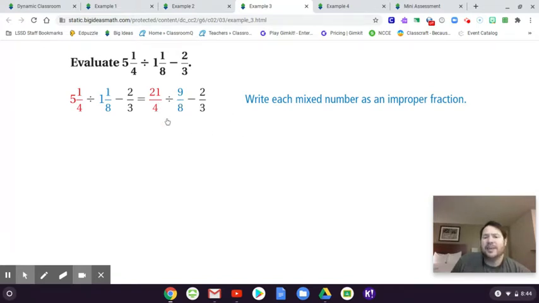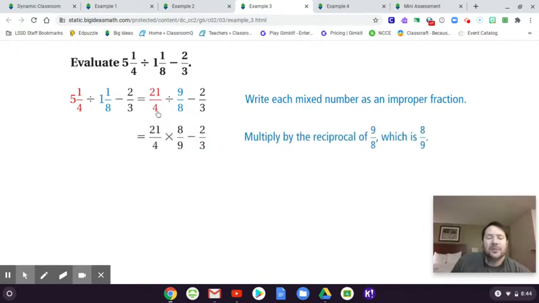Okay, so we still are doing this division. What's our next step? Correct, we do the reciprocal of 9/8, turn it into 8/9, and this becomes multiplying. Again, this first one does not change, so it's 21/4 times 8/9 minus 2/3. Okay, so now we have multiplying and subtracting. What do we do next? Yes, we multiply next. So again, you could multiply 21 by 8. That's huge. And then 4 times 9. Again, we don't need to do that.